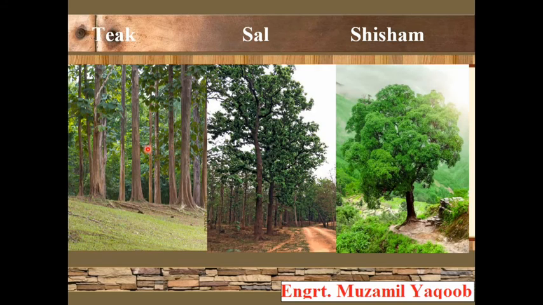I also added some snaps of these kinds of trees. The first one in this picture, these trees are called teak. In the second snap the sal trees are there, and in the last one these trees are known as shisham. The wood of these trees is normally hardwood.